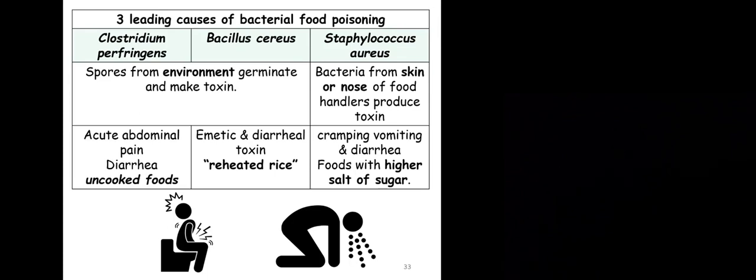You could get cramping, vomiting, diarrhea, from any foods, but if it's a food that's high in salt and sugar, because they are tolerant to that, you can go, that's probably Staph aureus. Like I said, most of these are going to be self-limiting, so it doesn't matter that much what the microorganism that caused it was.